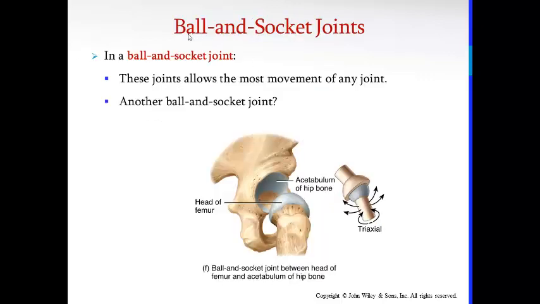Now, the last one over here is the ball and socket joint. These types of joints are really freely movable, so they allow the most movement of any joint. For instance, this is an example of our hip joint, where we can move triaxially. Now, can you think of another ball and socket joint in your body? Right, your shoulder joint.